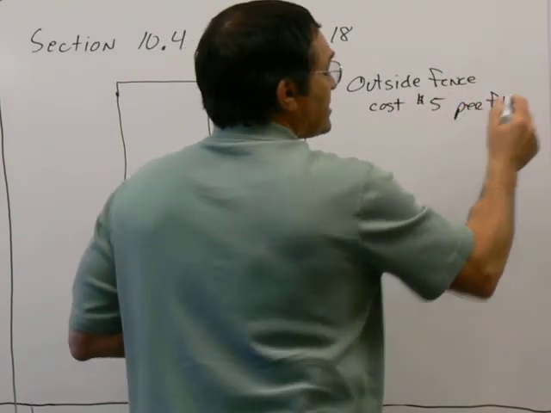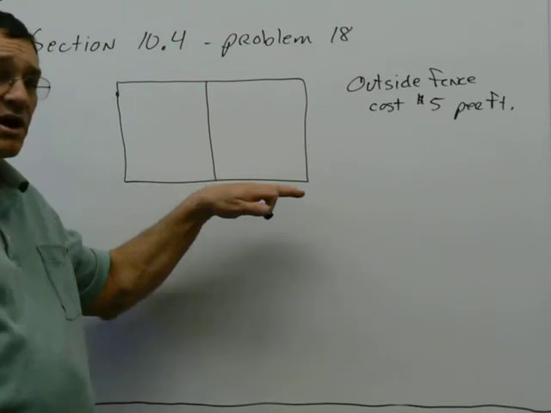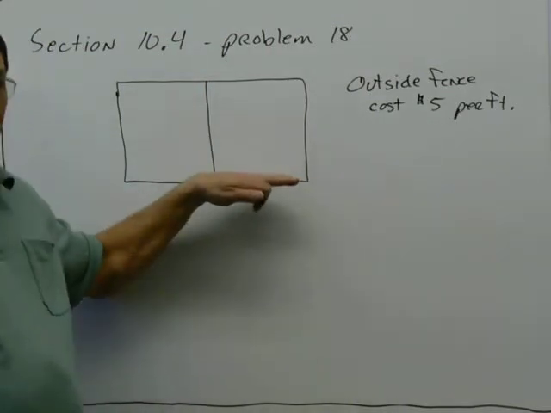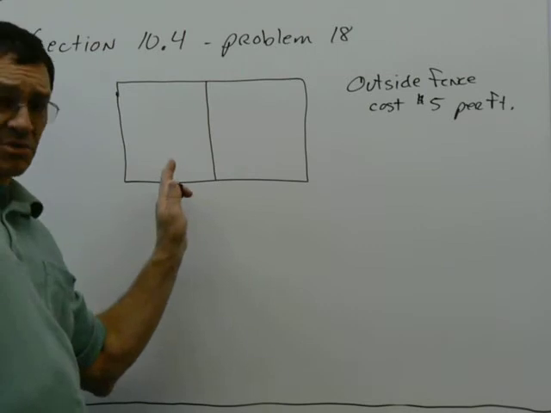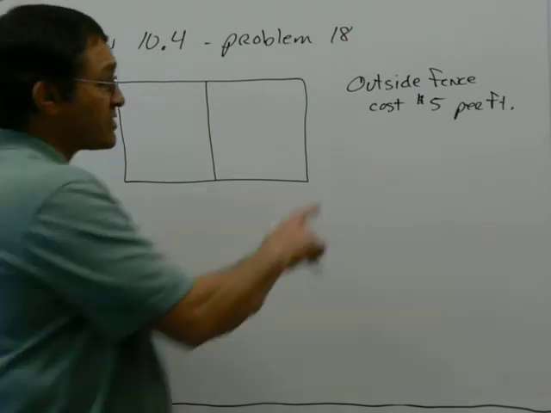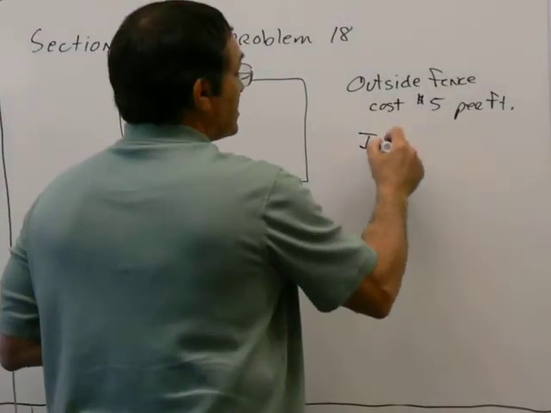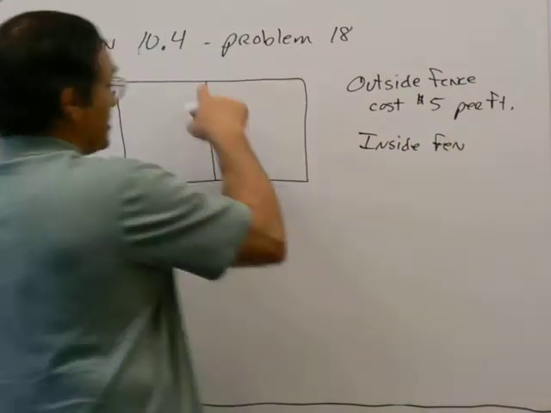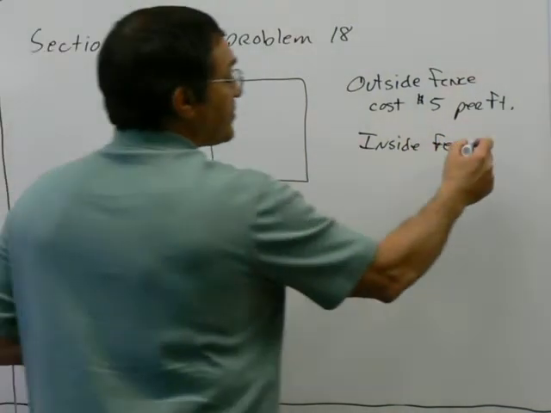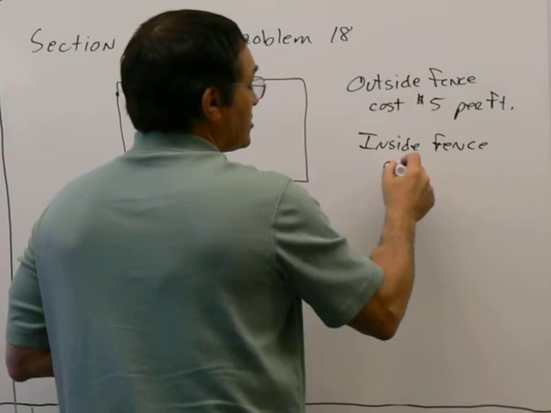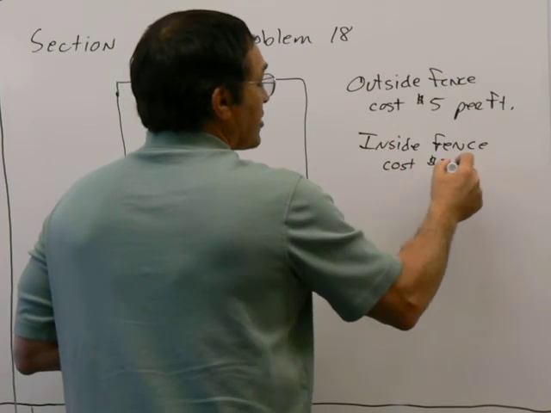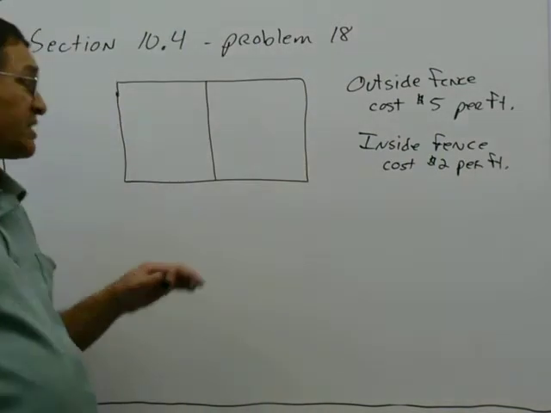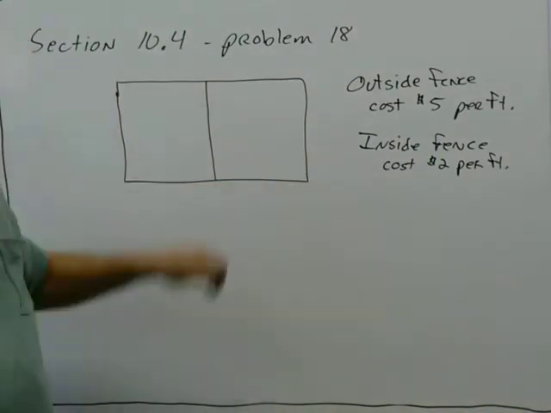This would typically happen if you just need a stronger fence on the outside than you do dividing in the middle, for whatever purposes you're going to use the plot for. So the outside costs $5, the inside fence, and that would be this strip right here, costs $2 per foot. What we're ultimately going to want to do is to find the minimum cost to build this fence.